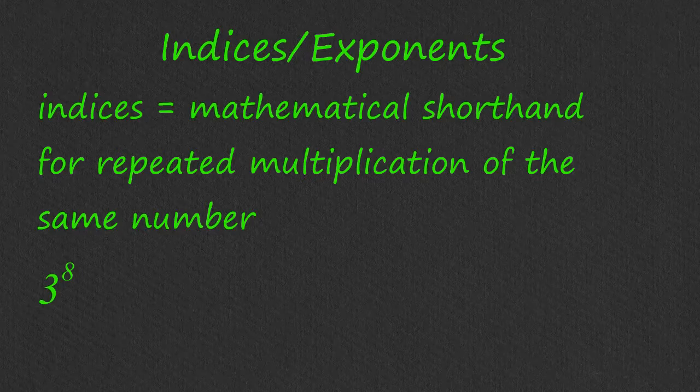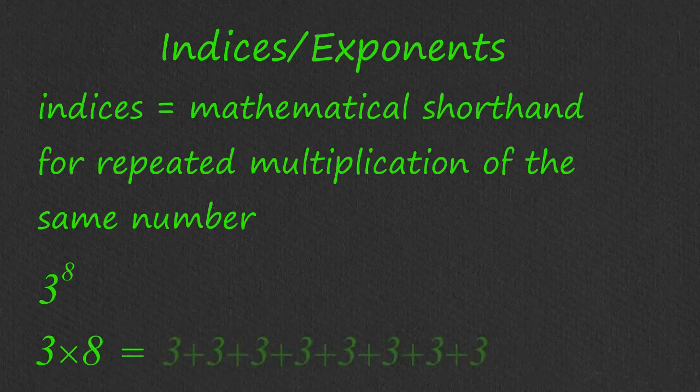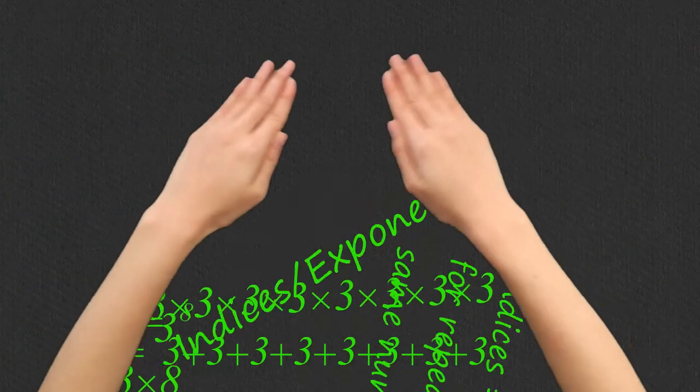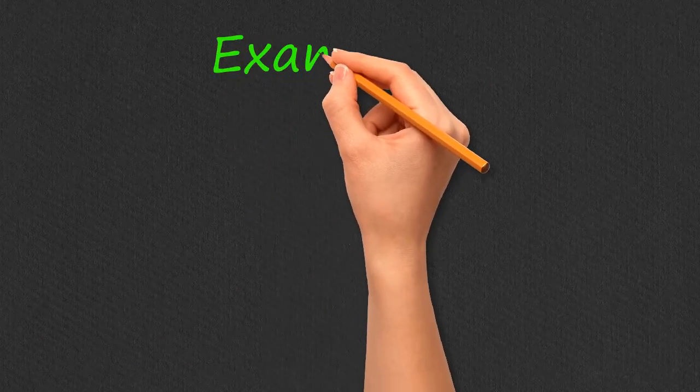Remember, mathematics is a very precise subject. When you write something differently, it will mean something different. So make sure you don't confuse 3 to the 8 with 3 times 8. 3 times 8 is also a shorthand notation, but it is shorthand for repeated addition. 3 times 8 is the same as adding 3 together 8 times, while 3 to the 8 is 3 multiplied by itself 8 times. Now, let us look at some more examples of this notation.